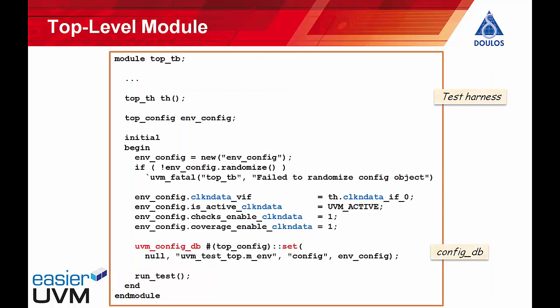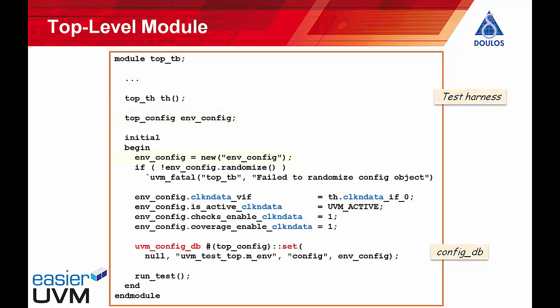Here's our top-level module as it comes out of the easier UVM code generator. I'll step through this line by line so we can see what it's doing. The first piece of code I'm showing here is the instance of the test harness. The test harness top.th is just a System Verilog module that instantiates the design under test and also instantiates any interfaces for the design under test. Then we have a variable that's going to refer to our top-level configuration object.